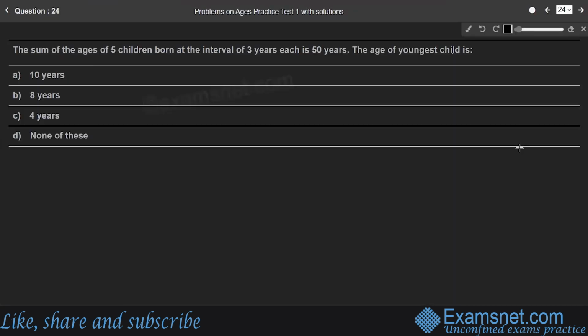Question 24. The sum of the ages of 5 children born at the interval of 3 years each is 50 years. The age of the youngest child is? So we will consider 5 children A, B, C, D, E, born at the interval of 3 years each. So we'll consider the youngest child as A, whose age is x years.